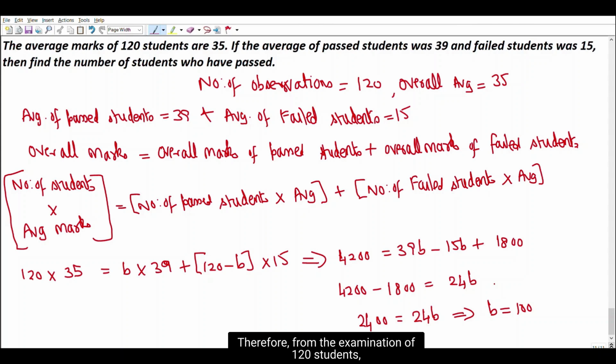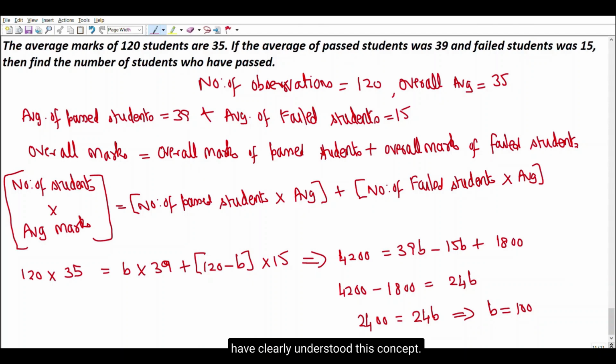Therefore from the examination of 120 students, 100 students have passed the examination successfully. If we want to find out the number of failed students, we can subtract total number of students minus number of students who have passed, which will give us 20. So with this, we would have clearly understood this concept.